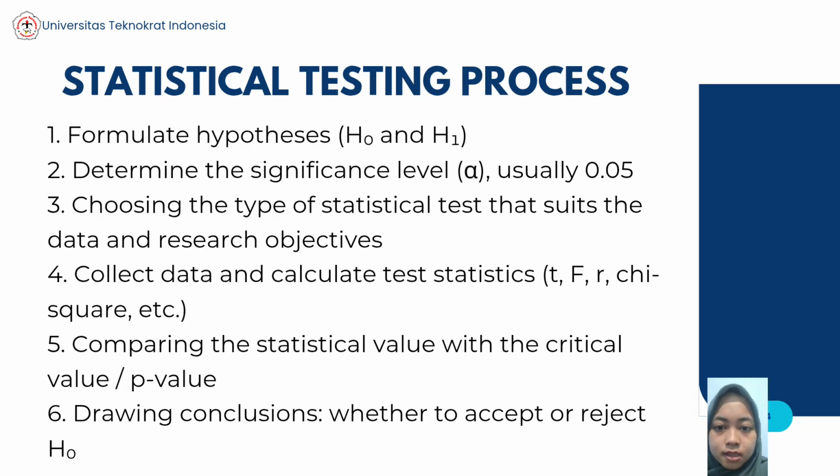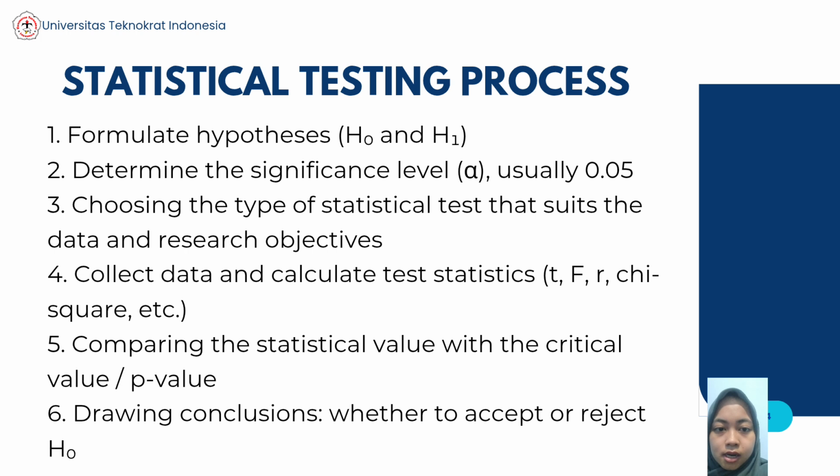The statistical testing process. Let's walk through the process of conducting a statistical test. 1. Formulate the hypotheses. Define your null and alternative hypotheses based on your research question. 2. Determine the significance level, usually set at 0.05. 3. Choose the right test depending on your data type and research design, selecting between parametric and non-parametric.